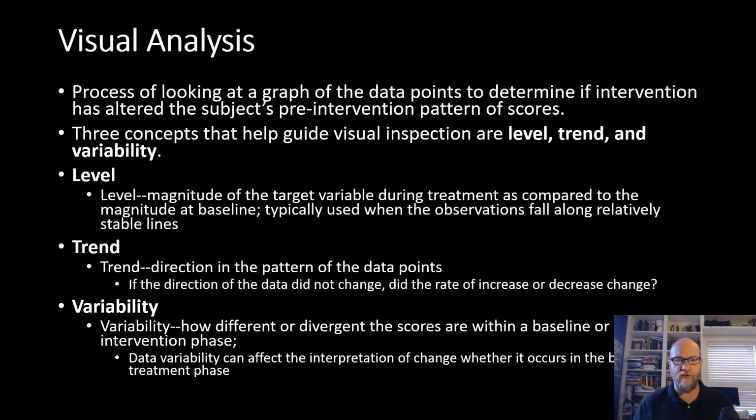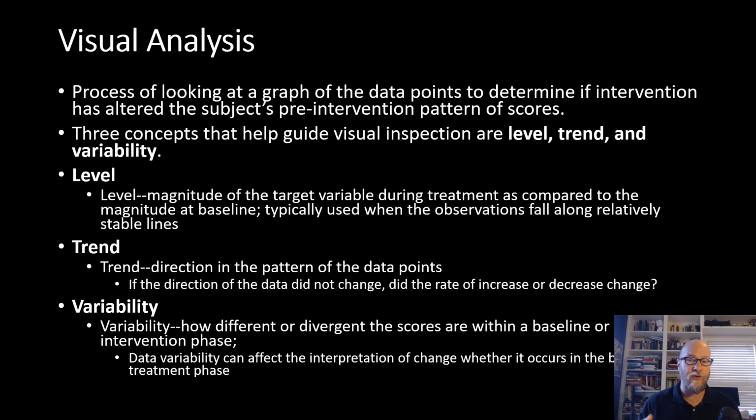Typically, this is used when the observations fall along a relatively stable line, when there's not a lot of fluctuation. It's clear that this is the A and this is the B. Then we see this significant drop in magnitude, which represents a change that could be very meaningful practically. Of course, the other issue is that if there's a lot of fluctuation in both sides, it's harder. We have to then start to look more at trends.